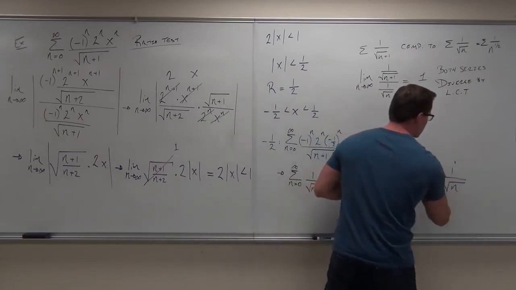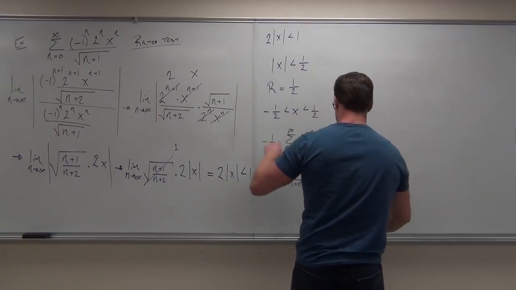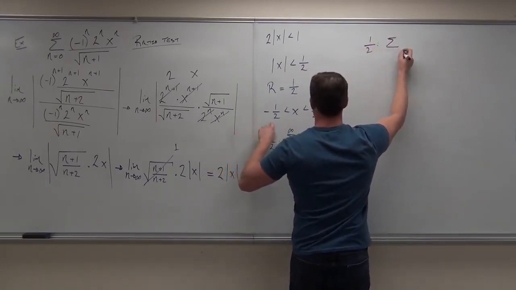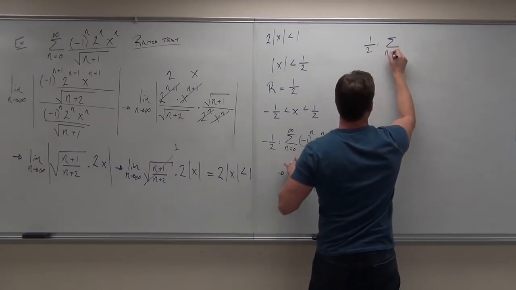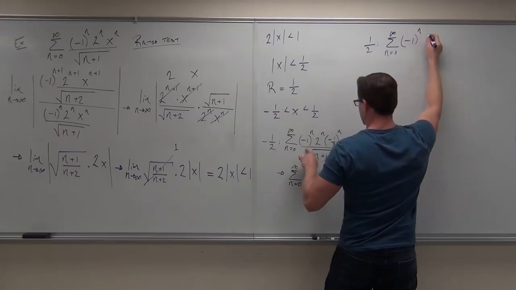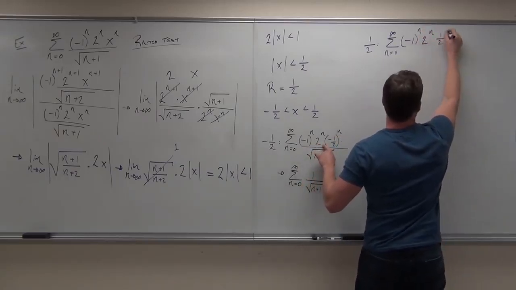What's the last thing that we've got to do here? 1/2 testing. Yeah, let's do that one. Let's do the positive 1/2. So if we do 1/2, the series will look really similar, except instead of negative 1/2, we get positive 1/2.